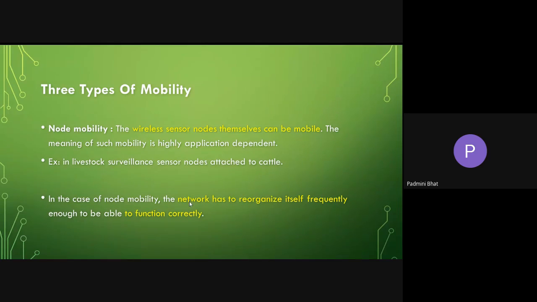In the case of node mobility, the network has to reorganize itself frequently enough to be able to function correctly. That is again application specific. Frequently means, that's what I said, for our mobile network, 6 seconds is given. For 6 seconds, once it is connected, it will be connected to one particular base station, suppose a mobile tower, tower A. Along with that, it is also receiving the signal from towers B, C, D, E, F.